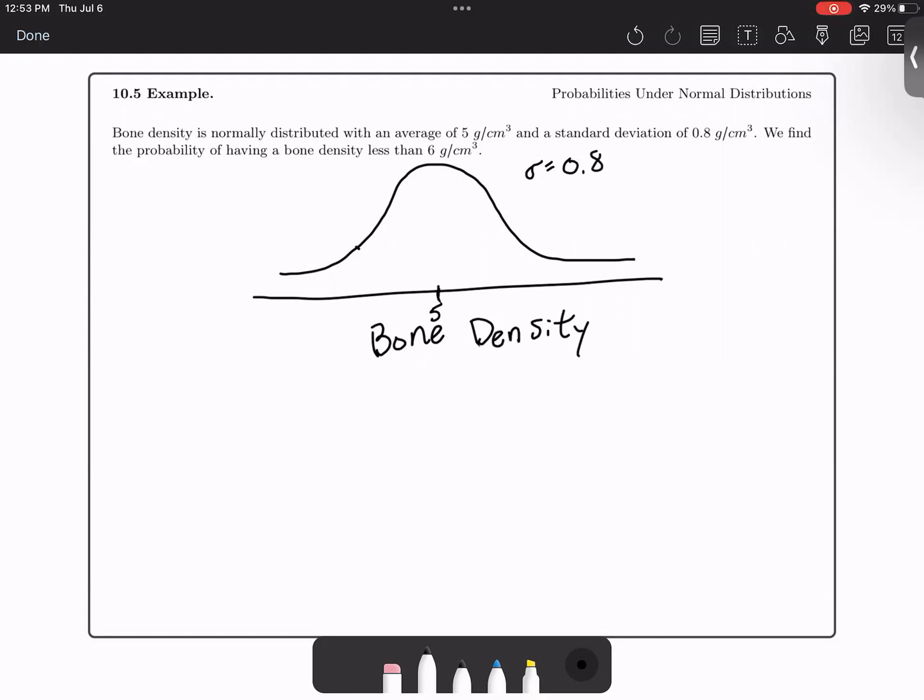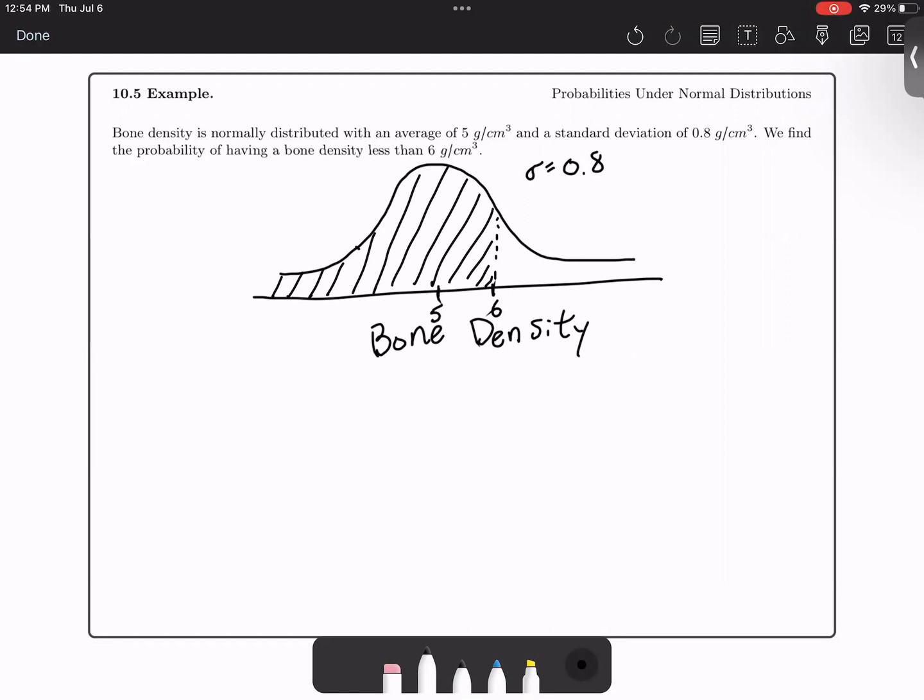Let's find the probability of having a bone density less than 6. So where is 6 on this distribution? If it's centered at 5, then 6 is somewhere over here. And I want the probability of having a bone density less than 6. So I want the area underneath this distribution to the left of 6.